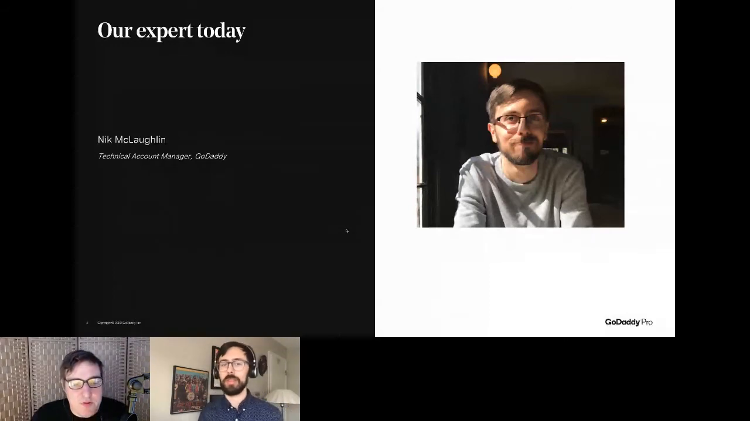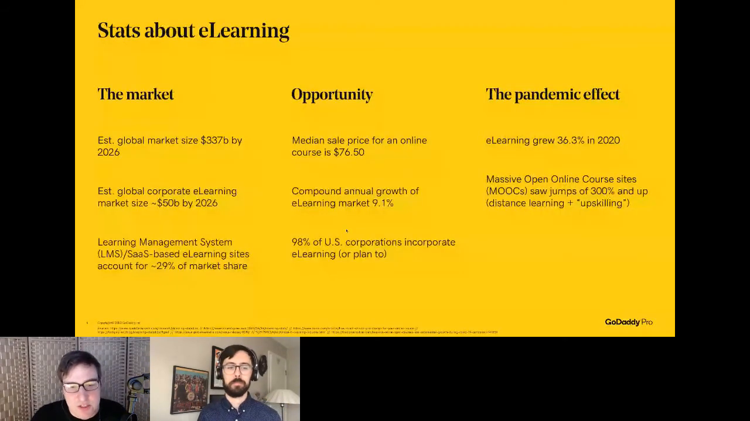So let's first start off with talking just a little bit about this e-learning market and some stats about it, to show you where the opportunity is here and just how big this is. As you can see here, the e-learning market is estimated to reach about $337 billion in US dollars worldwide in the next 5 years. So it is growing and expanding.